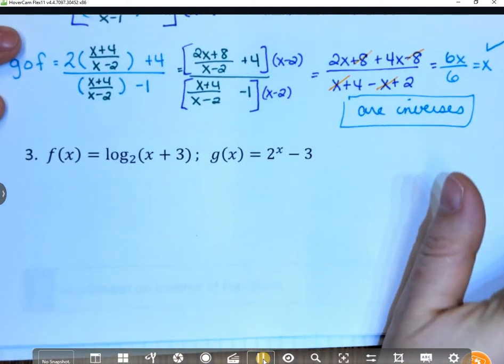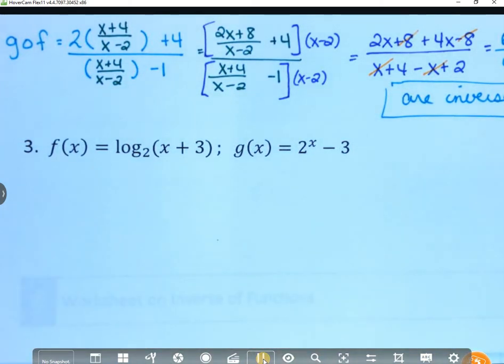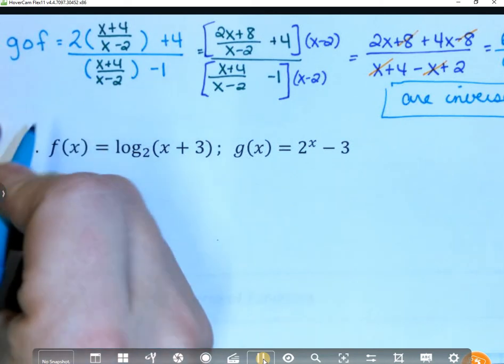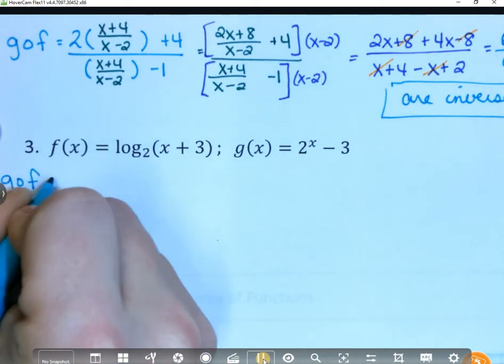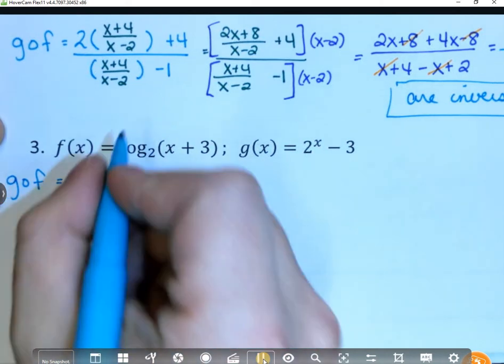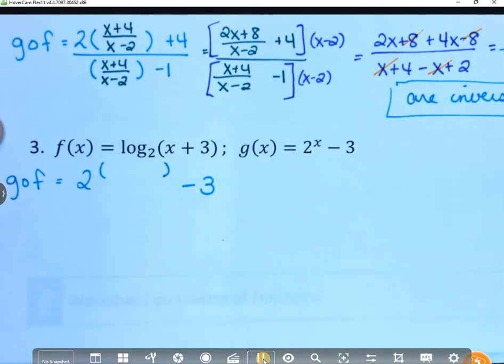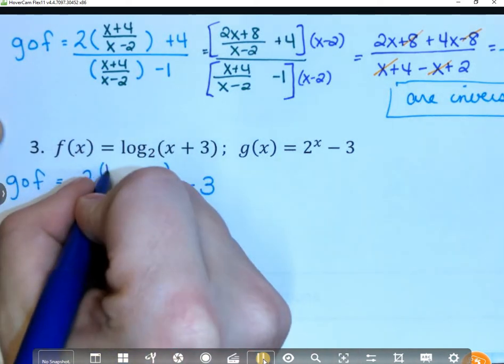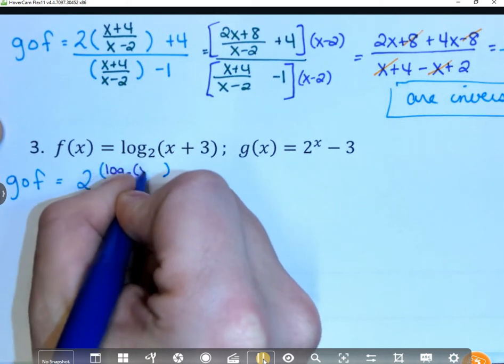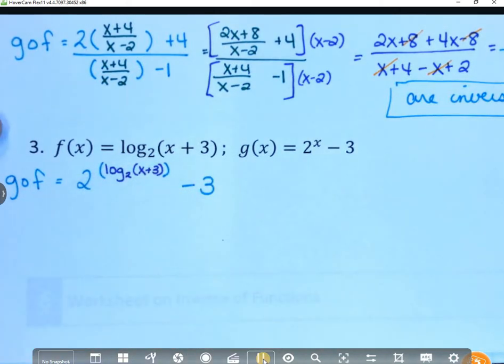Do you have a preference for number 3? Do you want to do f of g or g of f first? I don't care. Okay, well, just to show you that it doesn't matter, we'll do g of f. That means I am going to take 2 to a power minus 3. Be very careful how you write these because you've got exponents, you've got bases, you've got all sorts of stuff. And what's going in there now is log base 2 of x plus 3.